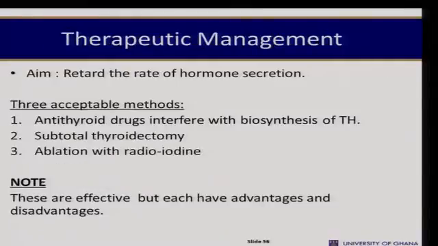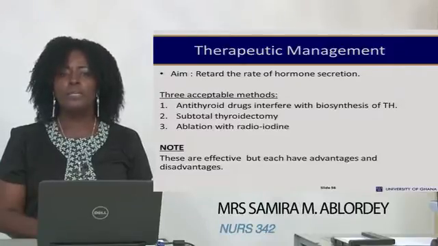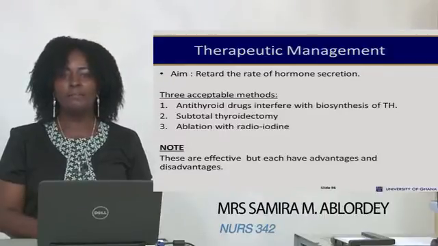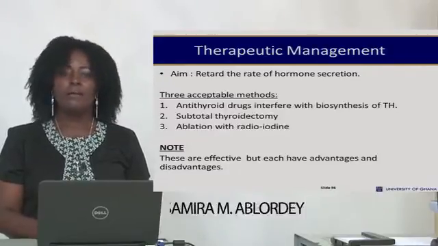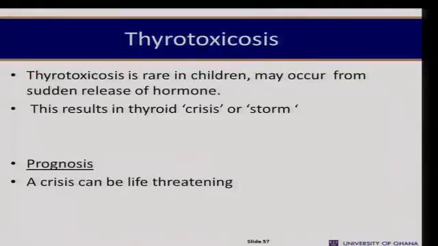In our management, our aim is to retard the rate of hormone secretion. Three acceptable methods are used, as seen on the slide, and one among them will be subtotal thyroidectomy or surgery and the like. So there are effective methods available, and this must be taken note of.